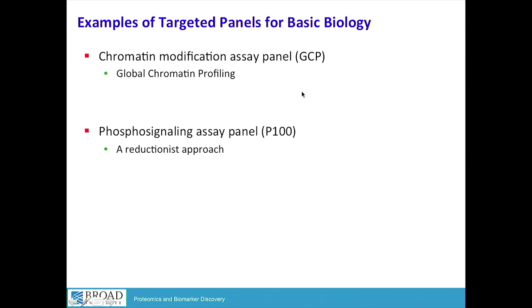Okay, so I'm going to talk about two different panels. One is this chromatin modification assay panel that I introduced briefly yesterday, and for shorthand we call it GCP, or Global Chromatin Profiling. And I'll tell you about a second assay, which is a phosphosignaling assay panel, which we call P100. And this takes a kind of reductionist approach to phosphosignaling that I hope to share with you.